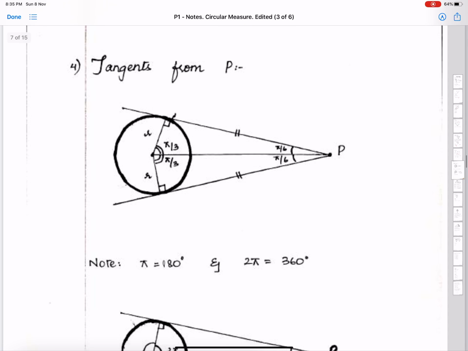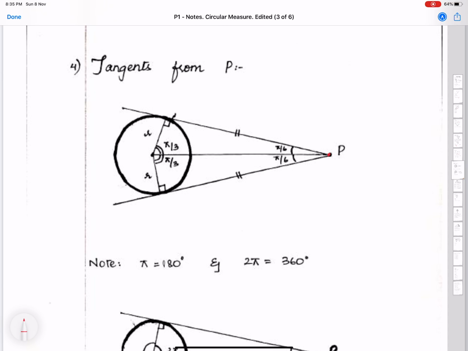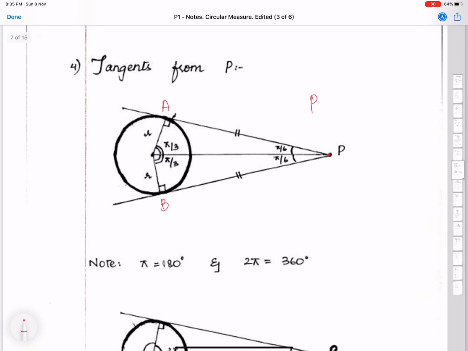Tangents from P, you all know, you have done this in O levels, that tangents from an external point to the circumference of a circle are always equal. So this AP, you can say AP is equal to PB, or you can say PA is equal to PB.